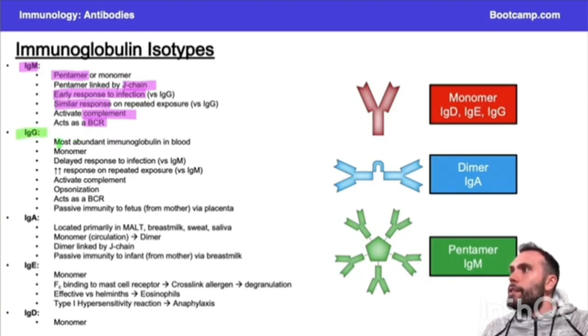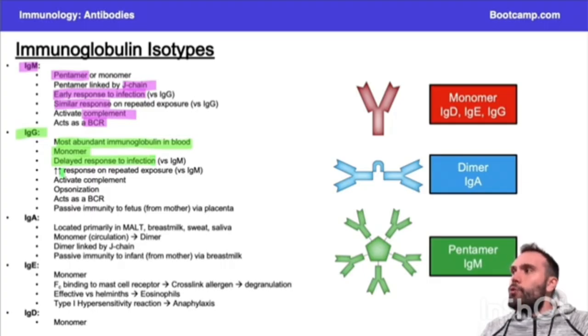So IgG is the most abundant immunoglobulin in the blood that's particularly high yield. Also remember, this is now a monomer. Okay, so we're talking about monomeric structure generally versus the pentameric structure typically of IgM. And again, this is going to be a little bit more of a delay in terms of its response to an infection when we compare it to IgM. Usually you're going to get your IgM being released first.